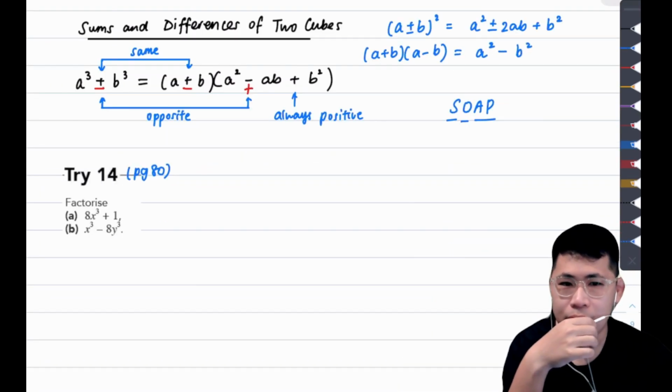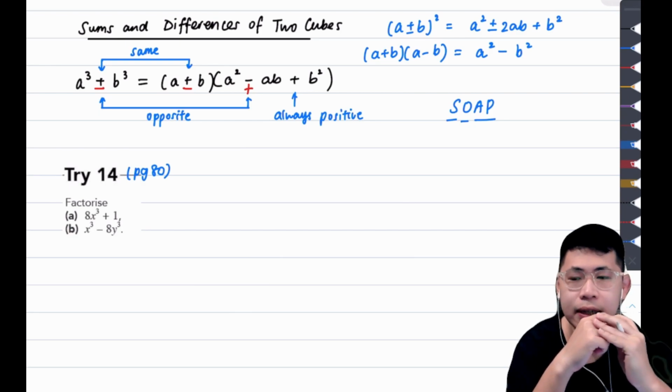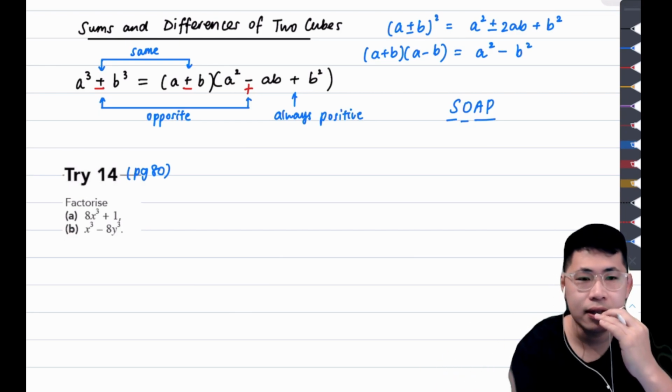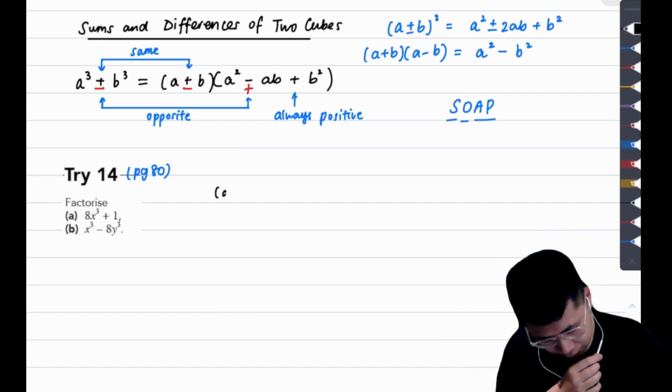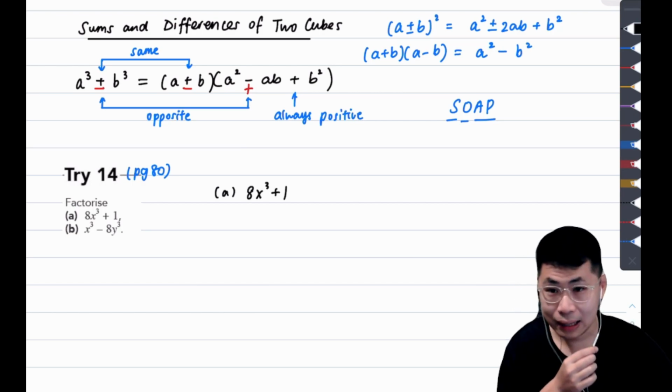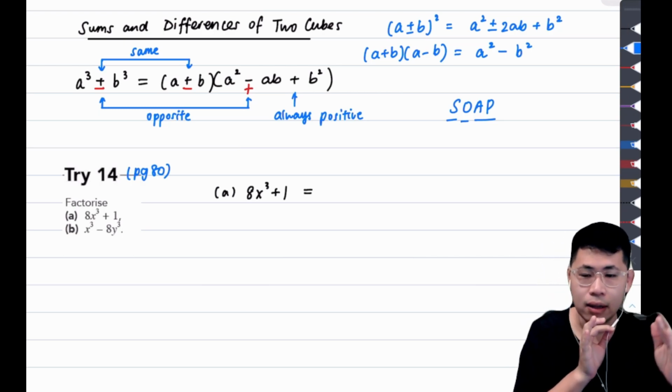Okay, over here we are in page 80, try 14, and here we have our first attempt in factorizing sums and differences of two cubes. So first, let's take a look at A. For A, we are factorizing 8x cubed plus 1. First, let's identify what is our A and our B.